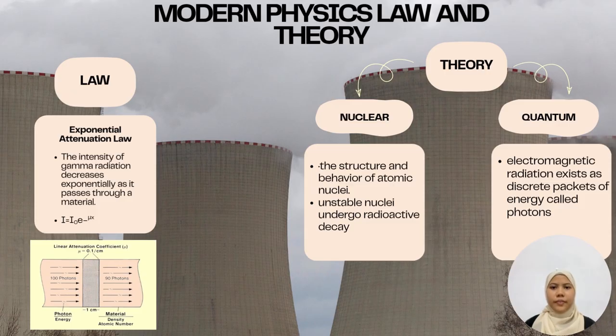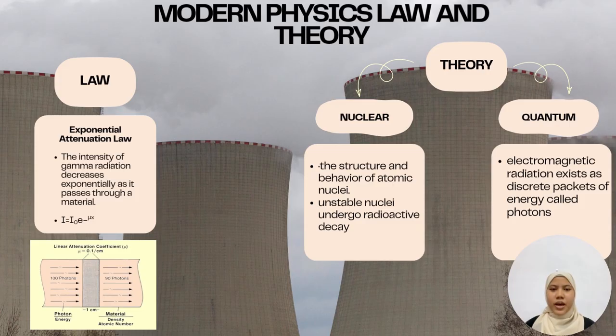According to this theory, unstable nuclei undergo radioactive decay to become more stable. During this process, gamma radiation can be emitted. Radioactive isotopes such as iridium-192 and cobalt-60 are used in gamma radiography because they continuously produce gamma rays for inspection purposes. Finally, quantum theory explains that electromagnetic radiation exists as discrete packets of energy called photons. Gamma rays are high-energy photons.